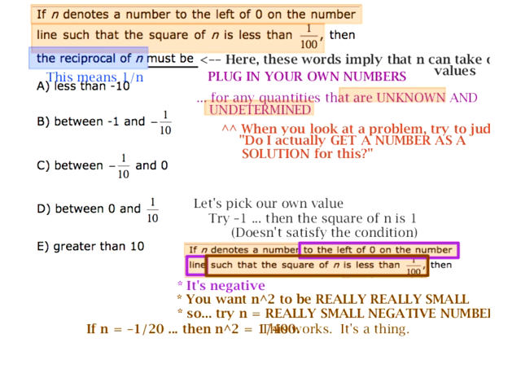So this is an acceptable value for n, which means that the reciprocal of this is negative 20. So that means you would get this choice: less than negative 10. Any questions about this? Do you have to try plugging in other values for n? Any thoughts on that?